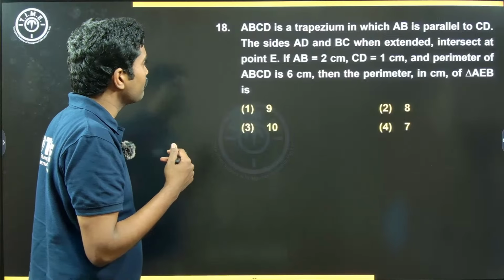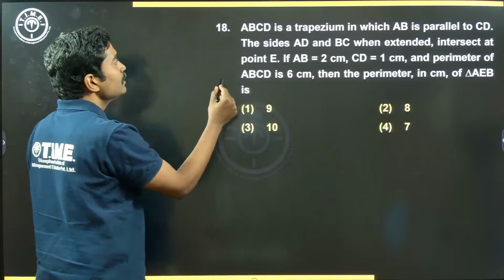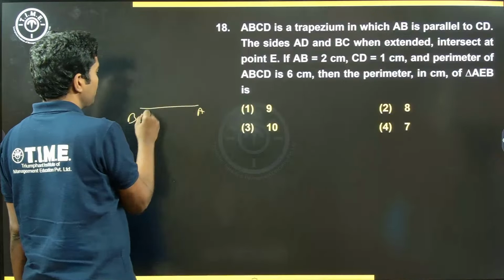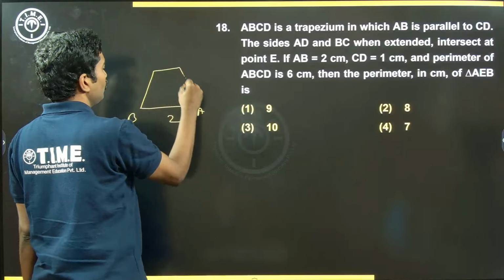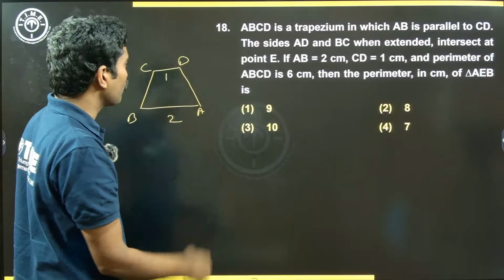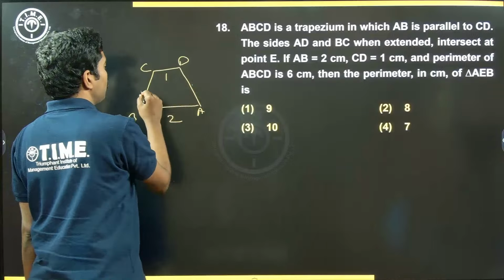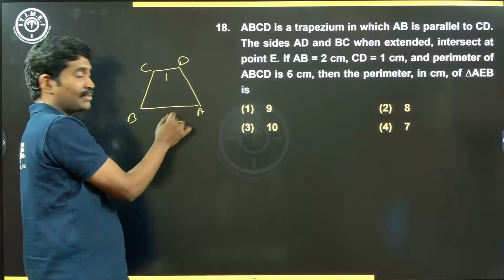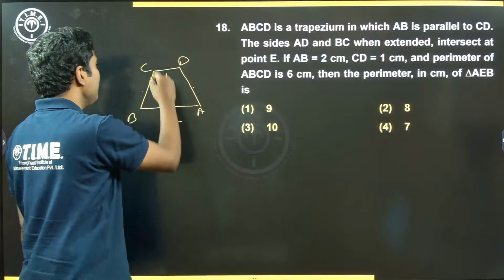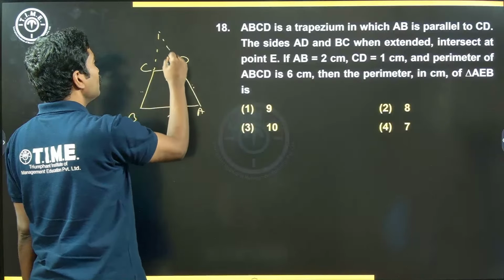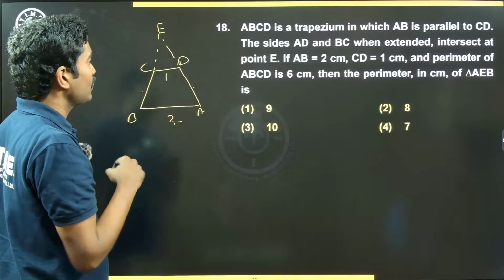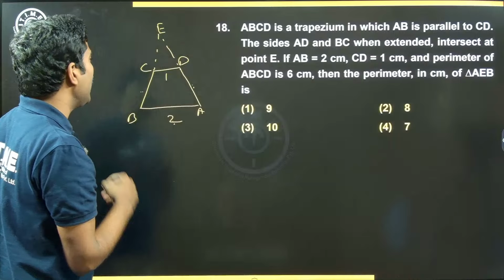ABCD is a trapezium in which AB is parallel to CD. Sides AD and BC when extended meet at E. AB is 2, CD is 1, and perimeter of ABCD is 6. I quickly got what I wanted. AB and CD I know is 2 plus 1, 3. So AD plus BC should also be 3, right? So the question now is find the perimeter of AEB.